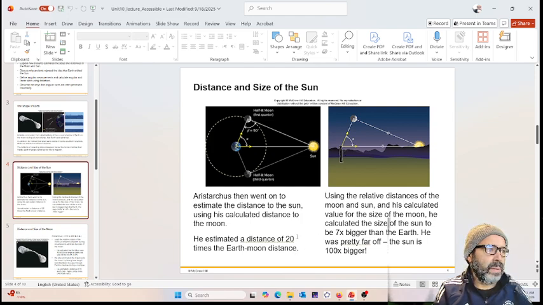And he came up with some numbers, like the distance to the sun being 20 times the distance from the earth to the moon. And he came up with the size of the sun being about 7 times bigger than the earth.